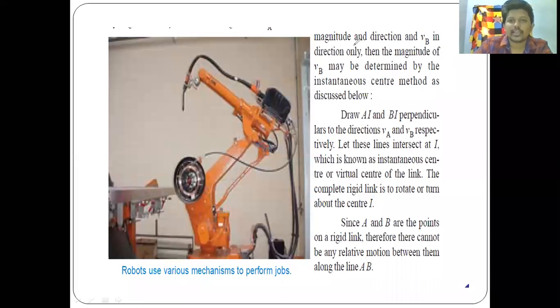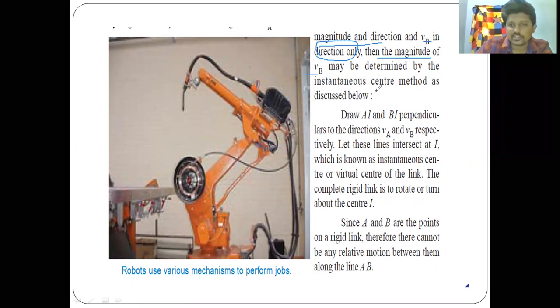VA gives both the magnitude and direction at point A, while VB gives only the direction at point B. Then the magnitude of VB we should determine by using the instantaneous center method. So to define the method, we took a simple example: two points A and B on the link, A having velocity VA and B having velocity VB, with VA representing both magnitude and direction, but VB mentioning only direction, not magnitude. We should find that magnitude by some method. We have two methods: instantaneous center and relative pole method. Now we are seeing instantaneous center.